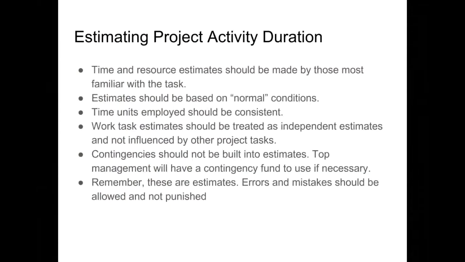Right. So when we talk about estimating our project activity durations, time and resource estimates should be made by those most familiar with the task. Estimates should be based on normal conditions. So we could have an optimistic time or a pessimistic time, but usually we base it on normal conditions. Time units and price should be consistent. Work task estimates should be treated as independent estimates and not influenced by other project tasks. Contingencies should not be built into estimates at this stage. Top management will have a contingency plan to use if necessary, so we would be planning without contingency.